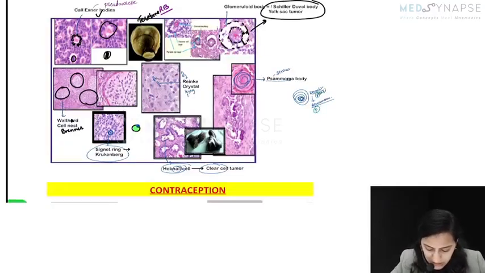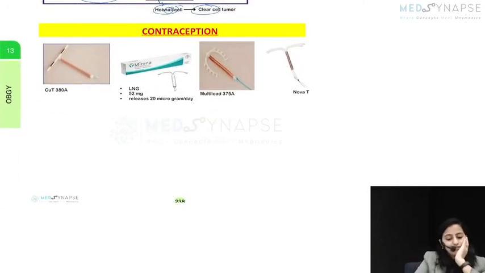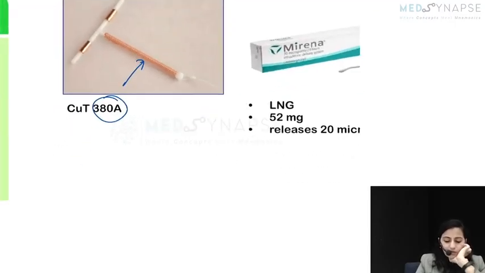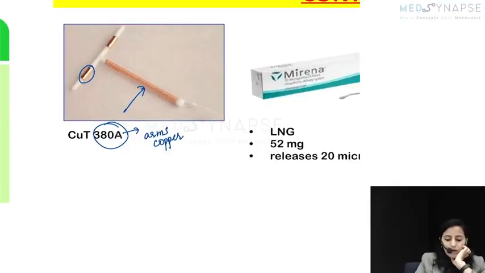Coming to the last one here, contraception. Important points in contraception, identifying the images. This is Copper T, 380A. What does the A stand for? Arms में there is copper. So जो copper T में you would see that the arms are also containing the copper. It is 380A.